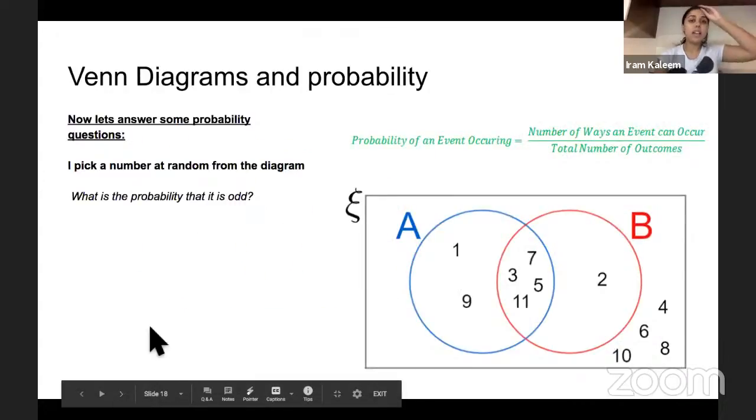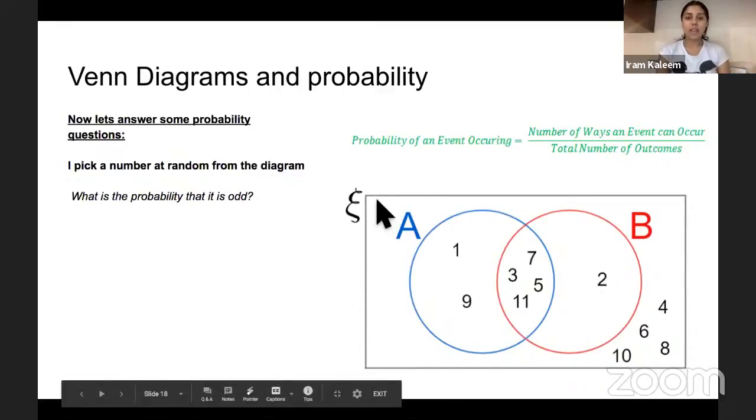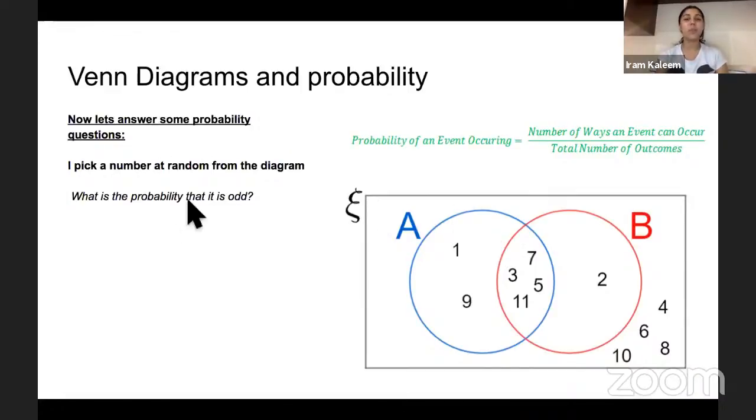Okay, so now let's answer some questions to do with probability. What I've got here is the Venn diagram that we just did in the previous question. In case you were unsure about your final output, I've got it written in the corner of the screen just here. So we can look back at this to help us answer these questions. I pick a number at random from the diagram. What is the probability that this number is odd? What I want us to think about is the equation that we looked at in the previous few lectures, which says the probability of an event occurring is the number of ways over the total number of outcomes. So I'm picking a number at random. What is the probability that it's odd?